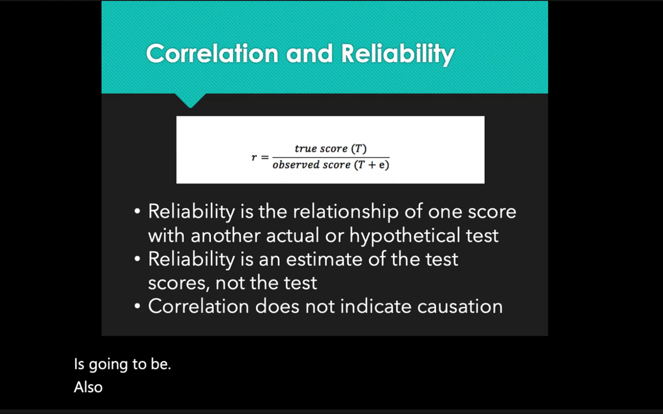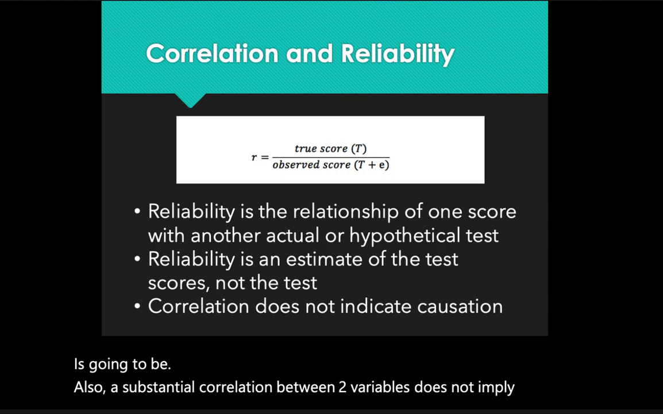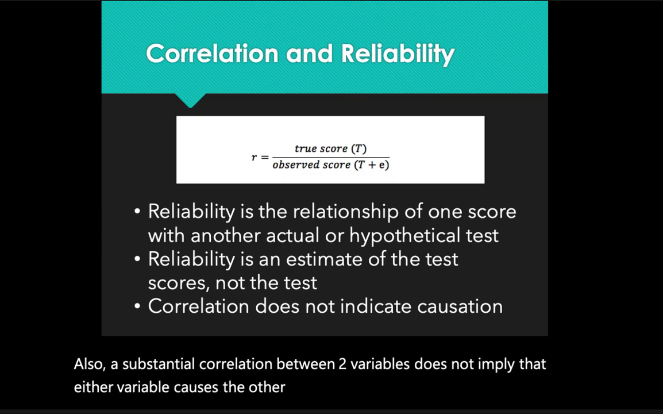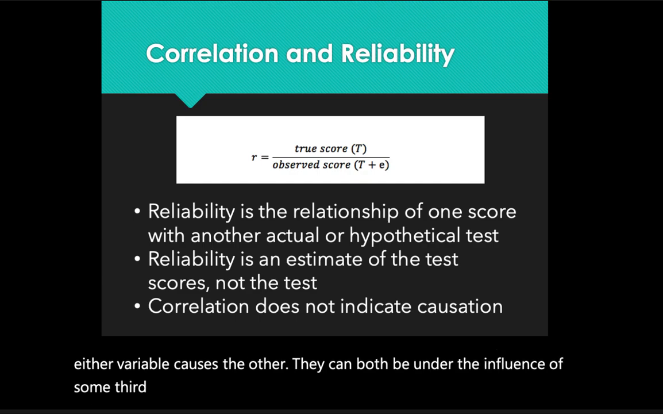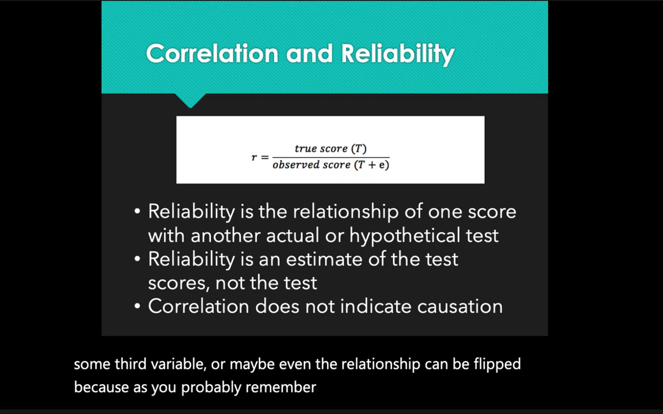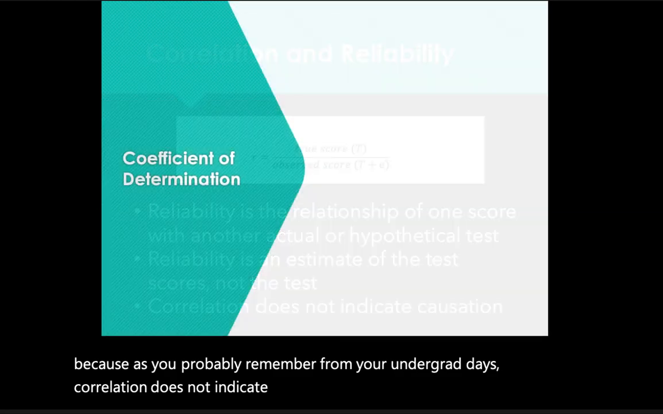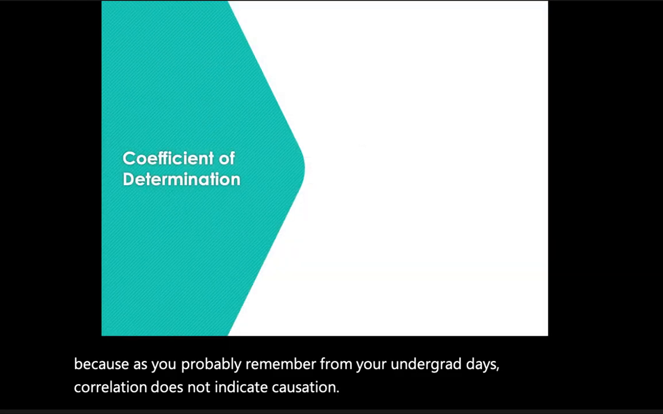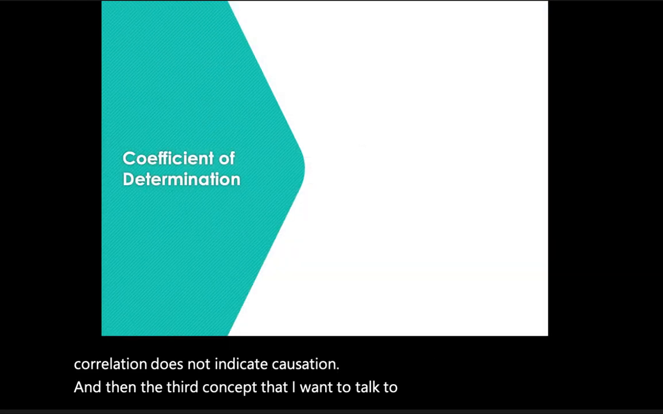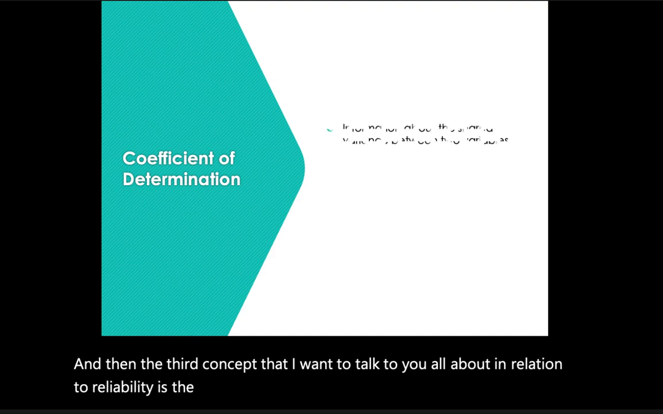Also, a substantial correlation between two variables does not imply that either variable causes the other. They can both be under the influence of some third variable, or maybe even the relationship can be flipped. Because, as you probably remember from your undergrad days, correlation does not indicate causation. And then the third concept that I want to talk to you all about in relation to reliability is the coefficient of determination.